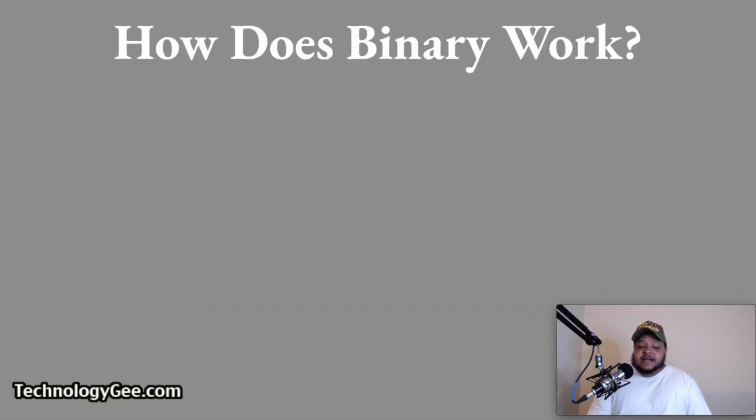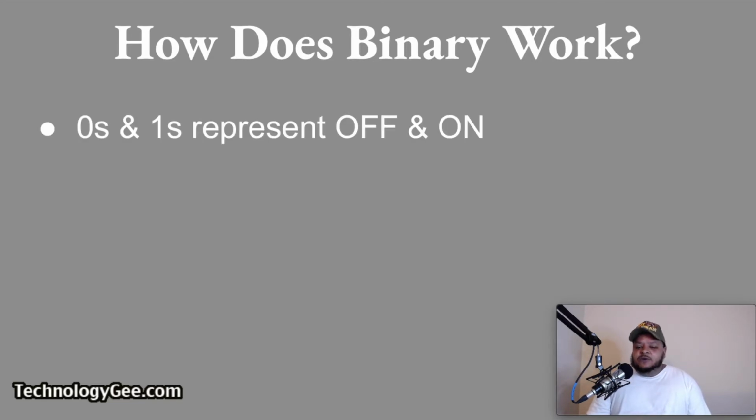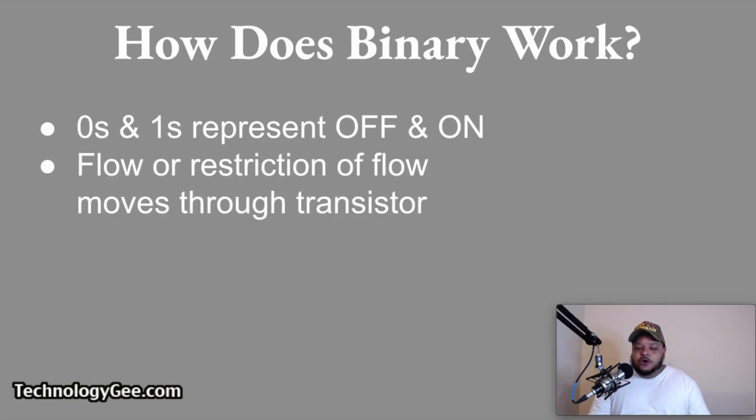So, how does binary work? Glad you asked, ladies and gentlemen. So the zeros and the ones in binary represent off and on respectively, like I said earlier, meaning there is no flow of electricity moving, which is the number 0, or there is a flow of electricity moving, which represents the number 1, or the binary digit number 1.